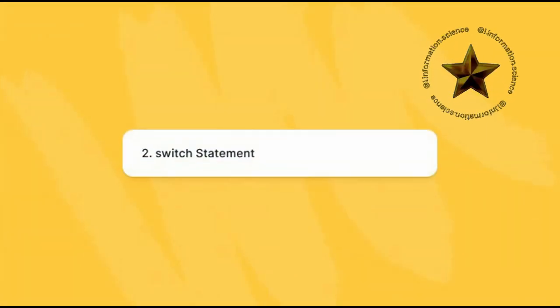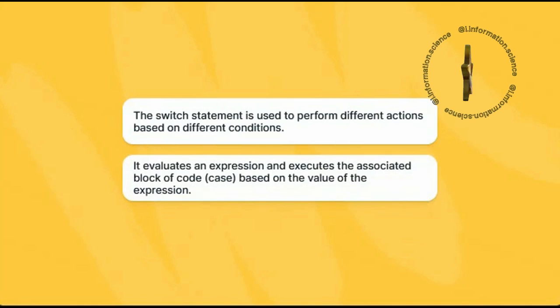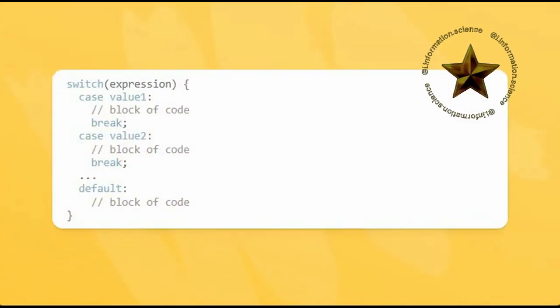2. Switch statement. The switch statement is used to perform different actions based on different conditions. It evaluates an expression and executes the associated block of code, case, based on the value of the expression. Switch expression, case value 1, block of code, break, case value 2, block of code, break, or default, block of code.